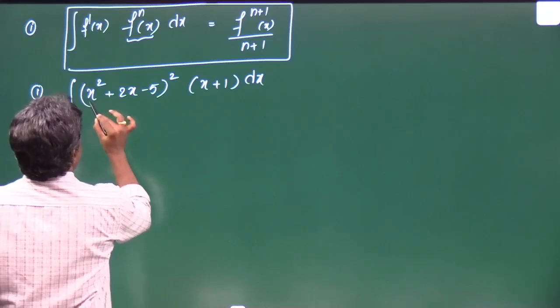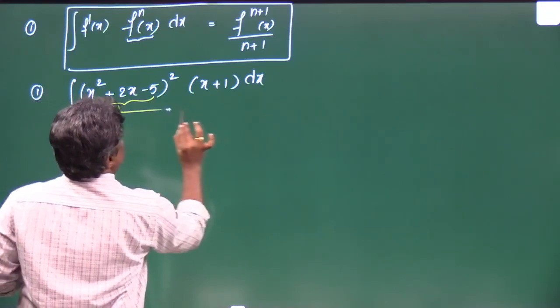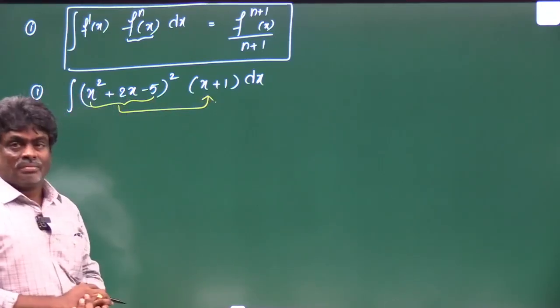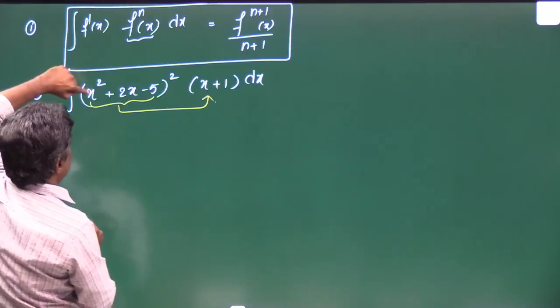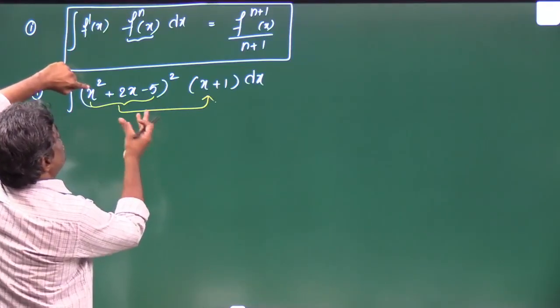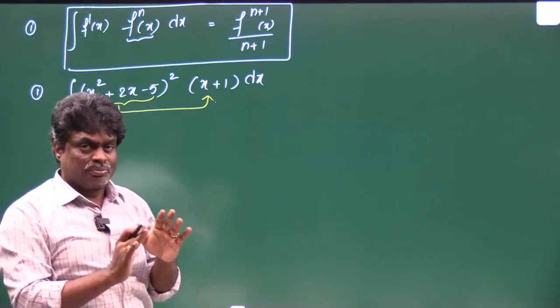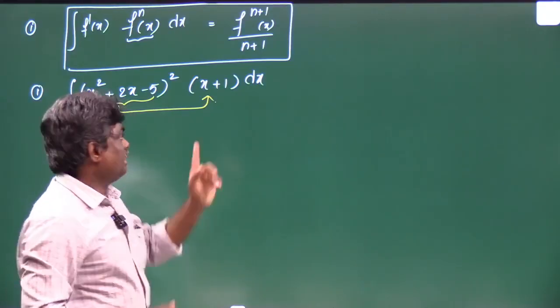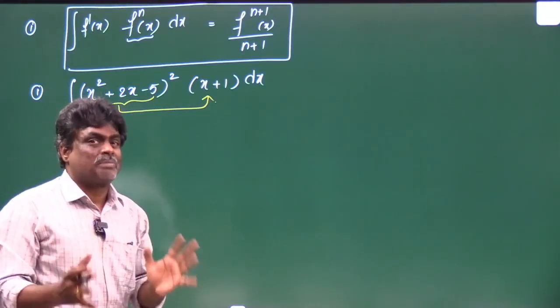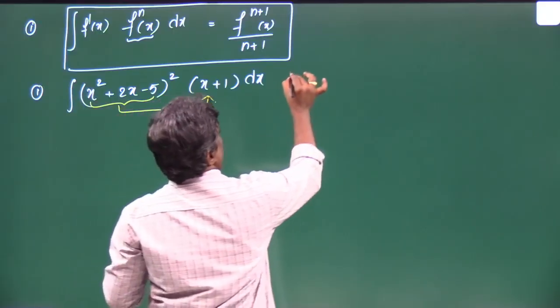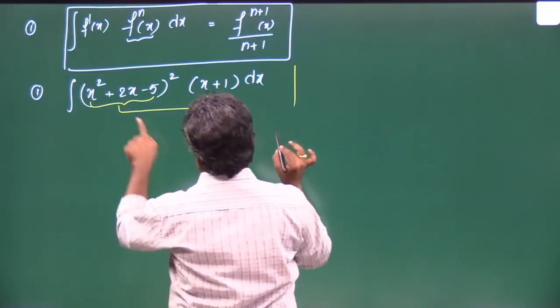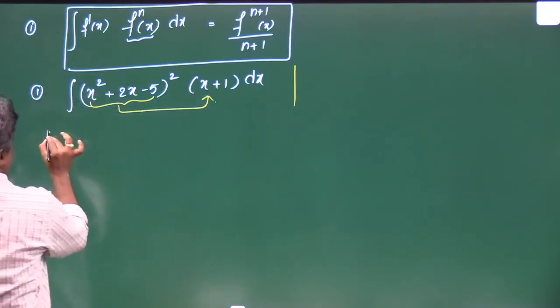But a differentiation of this function must exist here. So what is the differentiation of this? X square differentiation is 2x, plus 2x differentiation is 2. And if you take 2 common, then we are getting 2 into x plus 1. That is the differentiation. If you have any issue, just strike a line and find the differentiation of this.